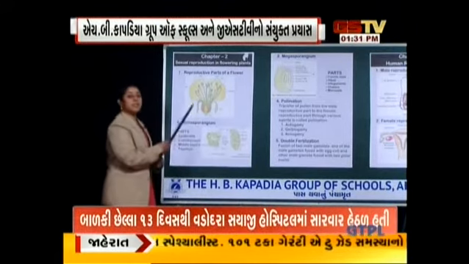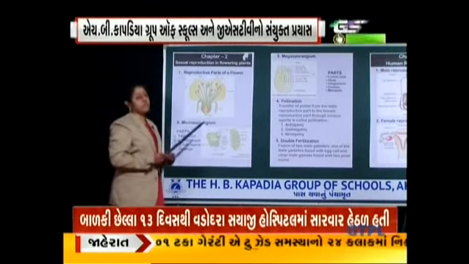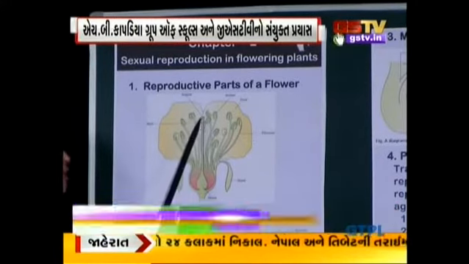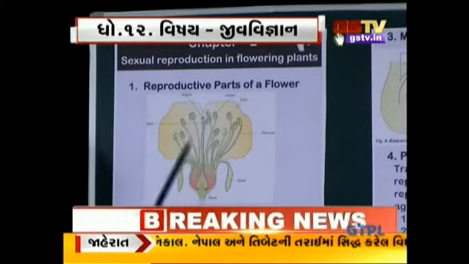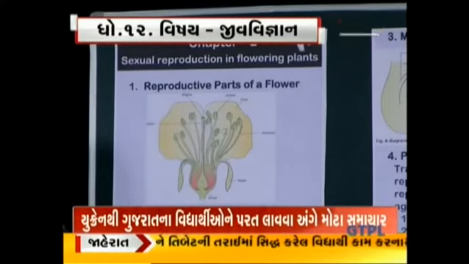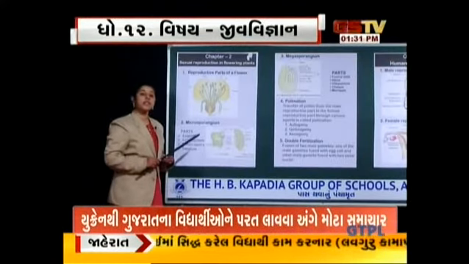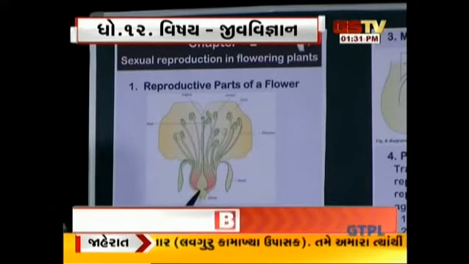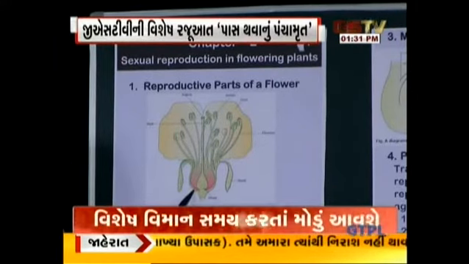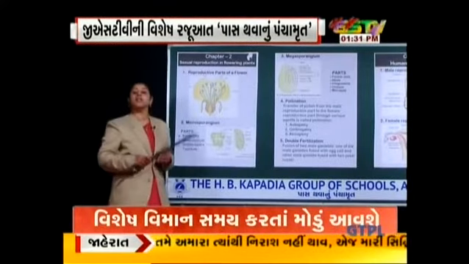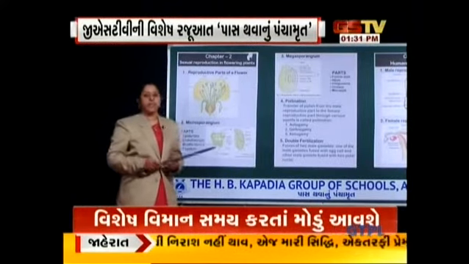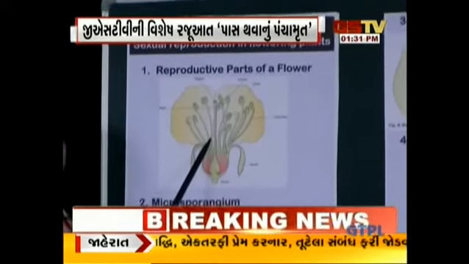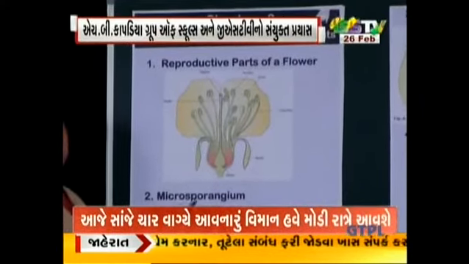Now we are discussing the essential whorls of a flower. The most important, the first one, is the female reproductive part, which is mainly called the carpel. A carpel consists of basically 3 parts. First, the lower part is called the ovary, which consists of ovules. After fertilization, this ovule will convert into a seed. And this elongated tube-like part is called the style, through which the pollen tube passes.